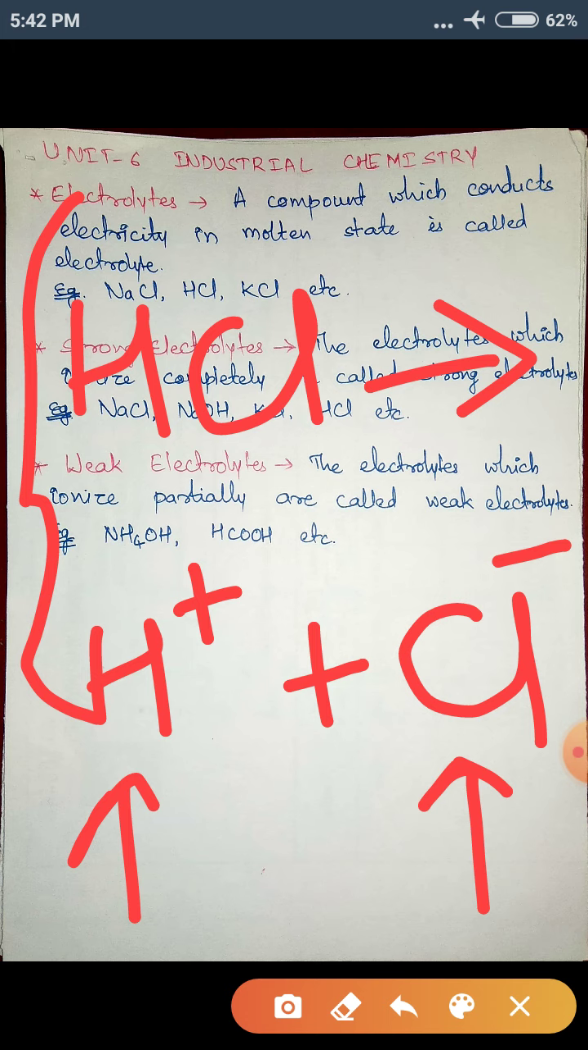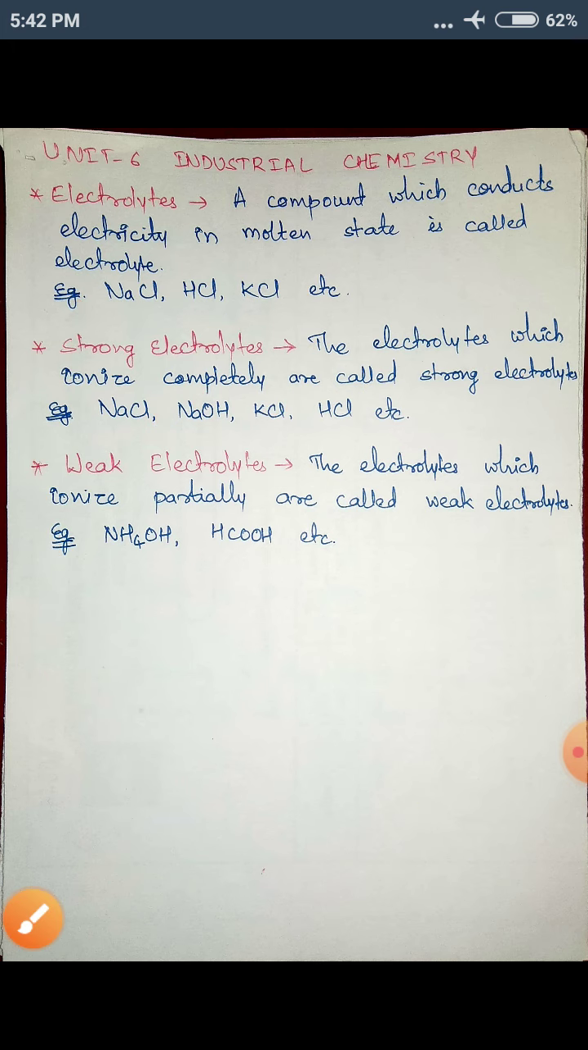Now we will see what are strong electrolytes. The electrolytes which ionize completely are called strong electrolytes. Examples are again NaCl, KCl, HCl, with the addition of NaOH, that is sodium hydroxide. NaCl is called sodium chloride. So these are all strong electrolytes. Why are these strong electrolytes?